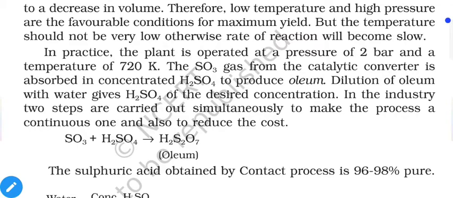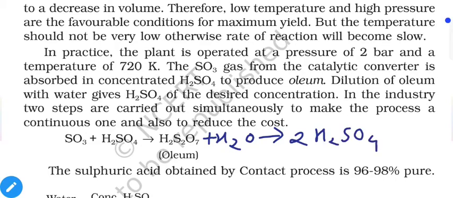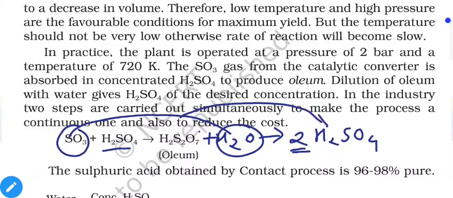So SO3 plus H2SO4 produces oleum. When oleum reacts with water, it produces 2 moles of H2SO4. That means we can write this reaction as follows: H2S2O7 with H2O produces 2 moles of H2SO4. Here we are using 1 mole of H2SO4, and you will get it back, and SO3 will react with the water molecule. Both will give 1 more mole of H2SO4, but it needs the oleum stage in between.